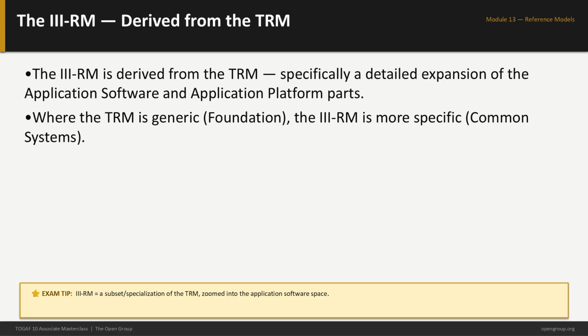Here's an important relationship the exam likes. The 3RM is derived from the TRM, specifically, it's a detailed expansion of the application software and application platform parts of the TRM. So they're not two unrelated models, the 3RM zooms into a portion of the TRM and develops it further. And this maps neatly onto the continuum. The TRM is generic, at the foundation level, while the 3RM is more specific, at the common systems level. So the relationship to remember is that the 3RM is a subset, or specialization, of the TRM, focused on the application software space. The TRM is the base, the 3RM elaborates part of it.